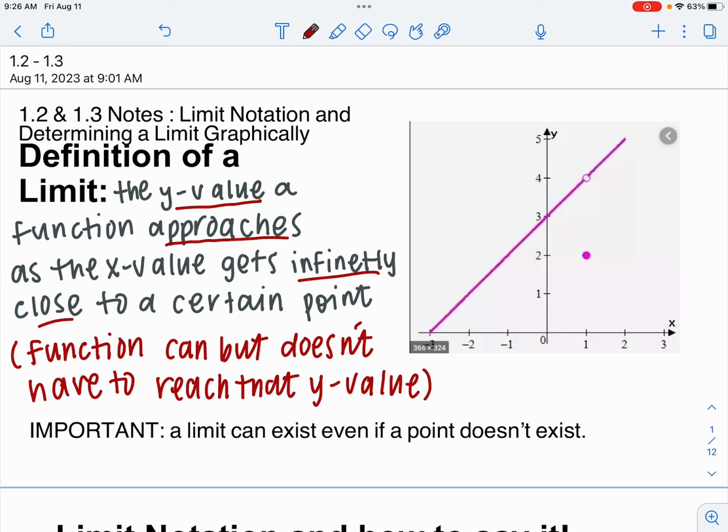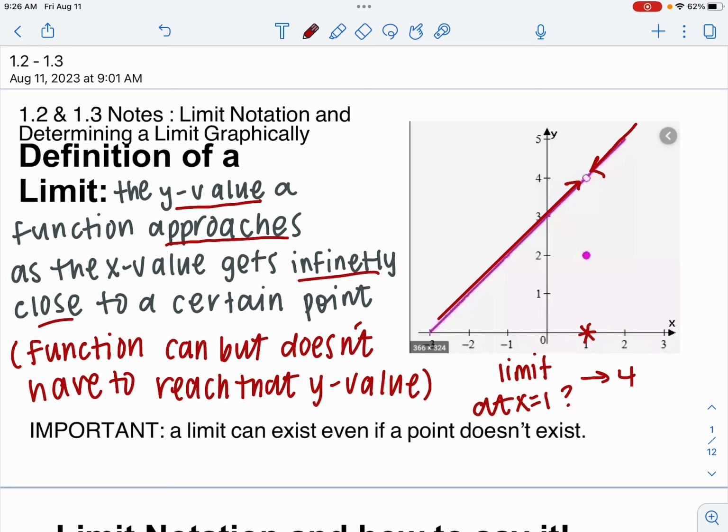And so here's my first example over here. If you look at this graph, say we want to find the limit at x equals 1. Basically, that means we want to figure out what y value the function approaches as x gets infinitely closer to 1. So here's my x equals 1 right here. As I approach, I'm getting really, really, really close to 4. And so the answer is 4.